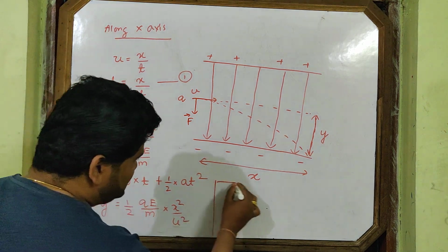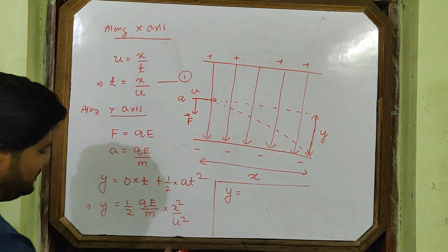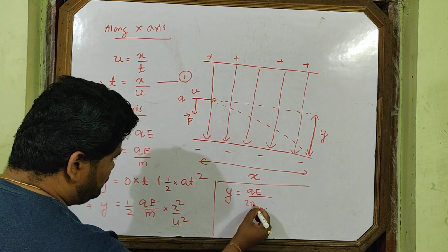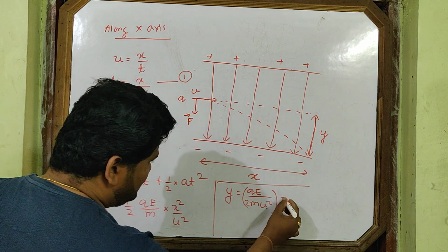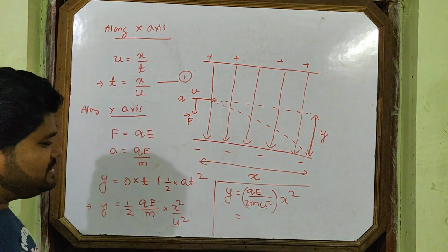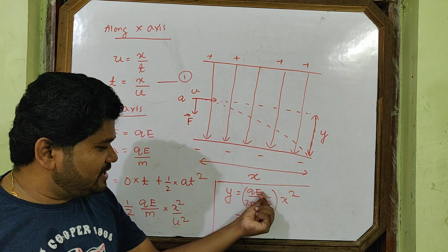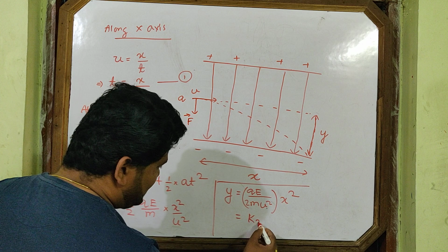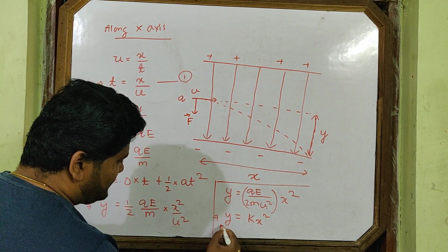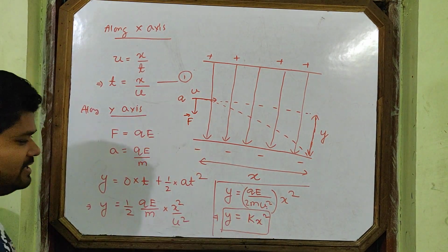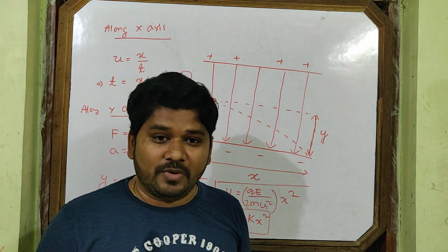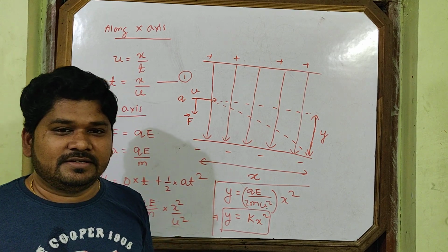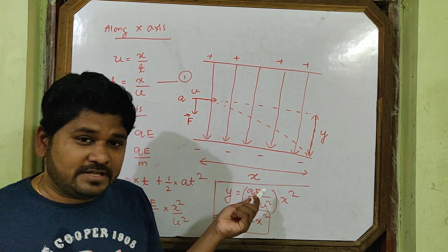So in this equation you see y is equal to QE by 2mu square, into x square. So this bracket term is constant. Q constant, E constant, m constant, u is the initial velocity, that is constant. So this is kx square. What is this equation? This is the equation of a parabola. So the trajectory is parabolic. So now it is proved how the path is parabolic.